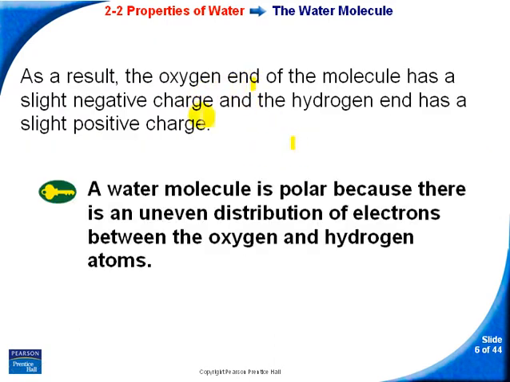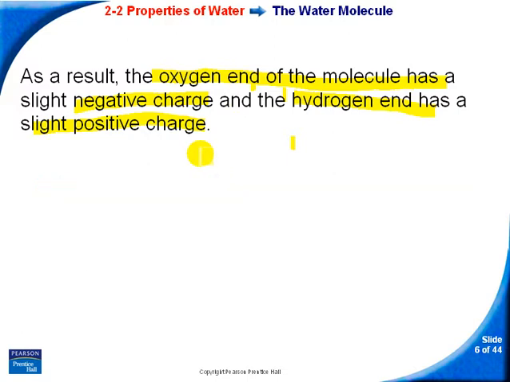If you look at the molecule, and we'll see in the picture in a moment, you're going to see that the oxygen end of the water molecule has a slight negative charge because the electrons are found closer to it, and the hydrogen end has a slight positive charge because the electrons are not found near there, so there's more positive particles on that side of the molecule.